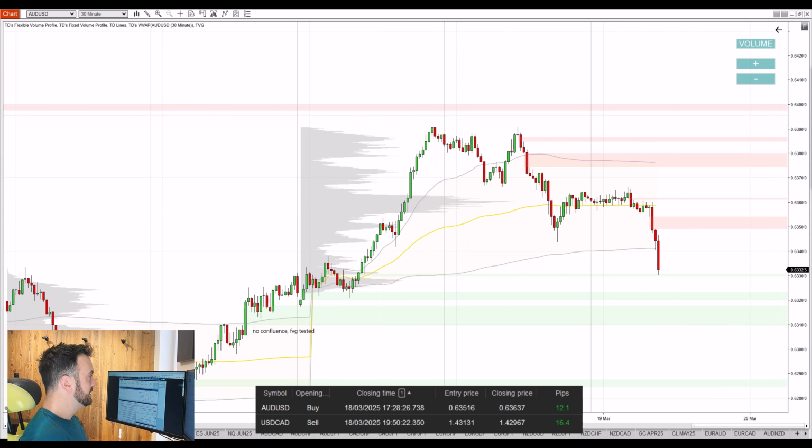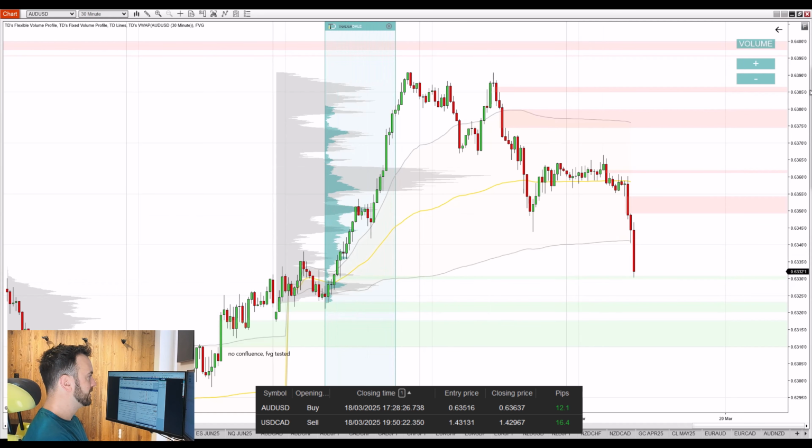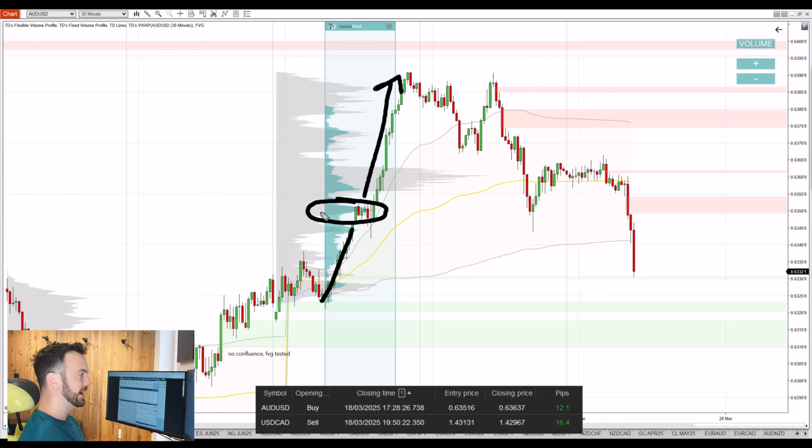What you see on your screen now is a 30-minute chart of the Australian dollar, US dollar. And the trade which I had here yesterday was based on this heavy volume zone right here. This was a heavy volume zone which got formed within this uptrend. So this heavy volume zone represents a place where buyers were active as they were pushing the price upwards. My level, my long level, was in here.